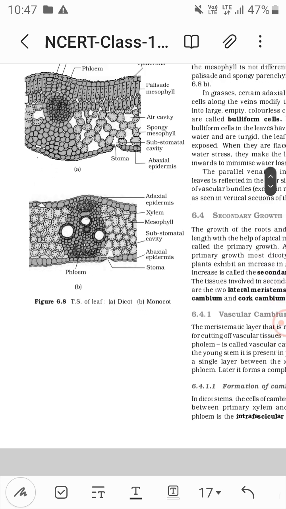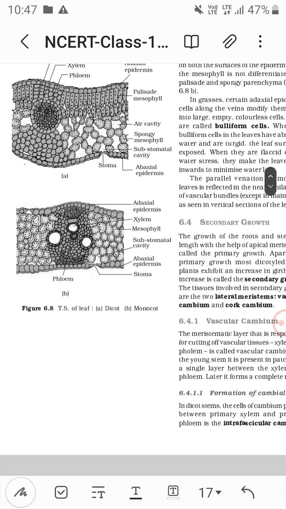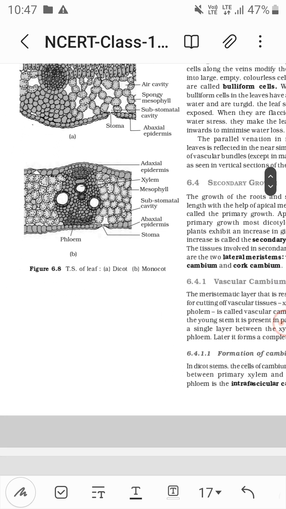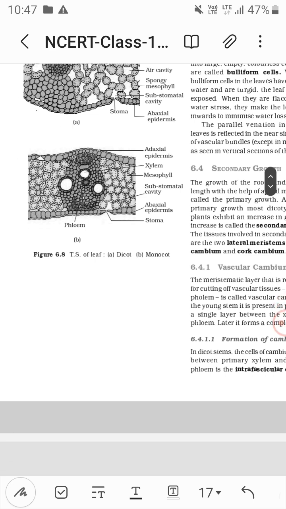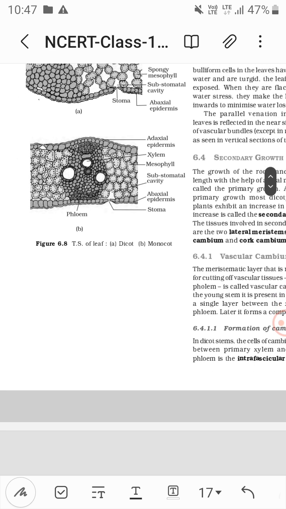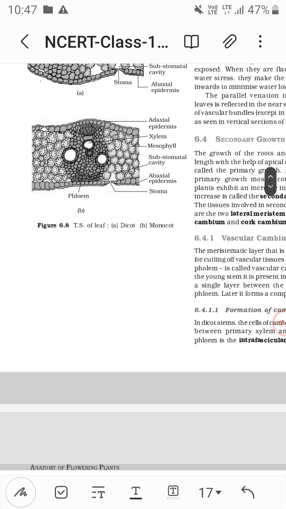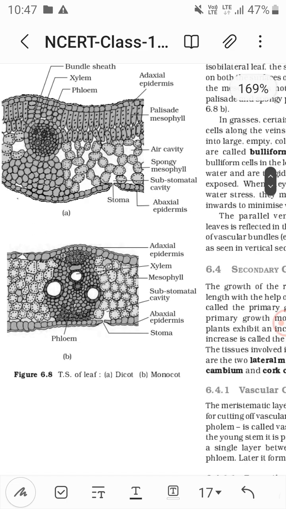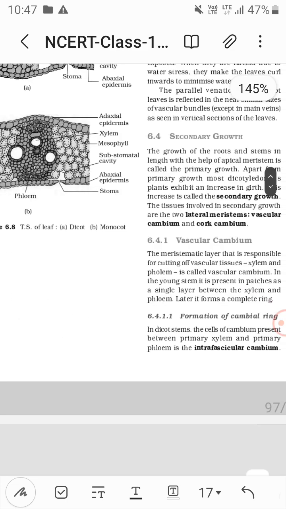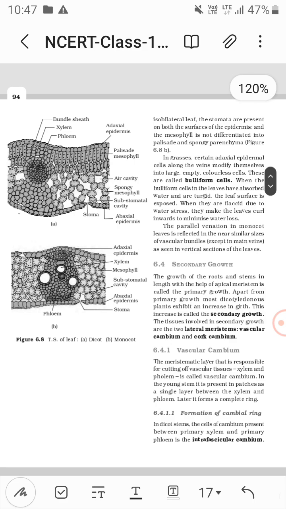And then in the second diagram you see adaxial epidermis on upper side, then xylem. The mesophyll cell is not differentiated, so in mesophyll you see substomatal cavity, same on abaxial epidermis there are also stomata. So xylem and phloem. So this is it.